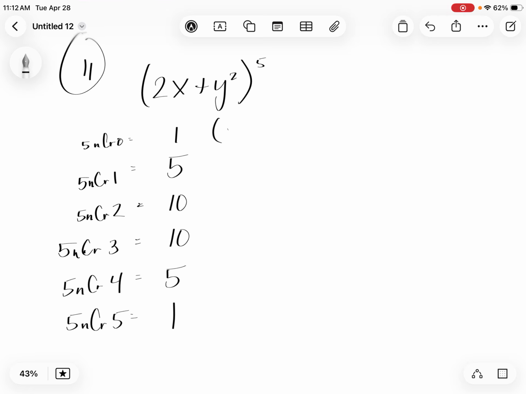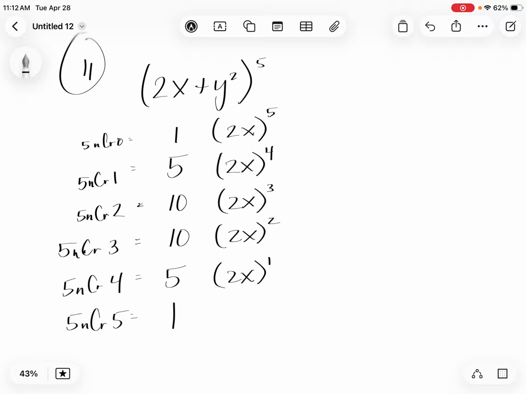Then the first term was 2x, and you raise that to the 5th power, and then you decrease that by 1 every time you go. Then I just keep going all the way down to 0. Then I take the second term and start at 0 and work my way up.